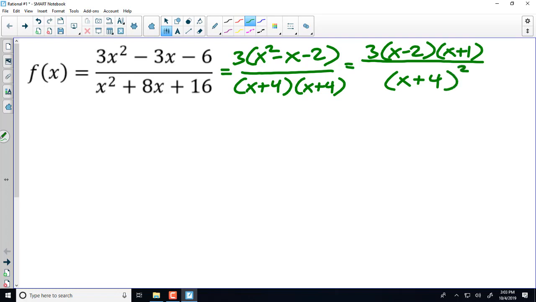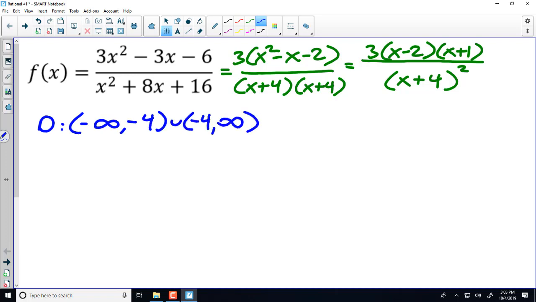Okay, let's find our domain. There's only one number to kick out because there's only one number that makes the denominator equal to 0, and that's negative 4. And because there's only one number getting kicked out of our domain and no factors cancel, factors won't cancel in Math 121, we also get one vertical asymptote, which is x equals negative 4. Got to write that as an equation, not just a number.